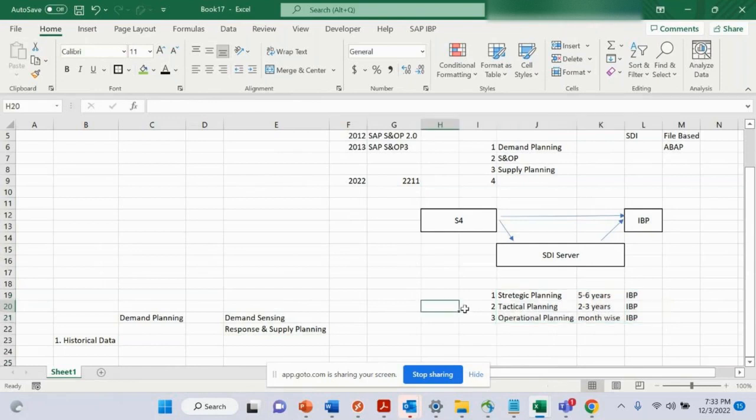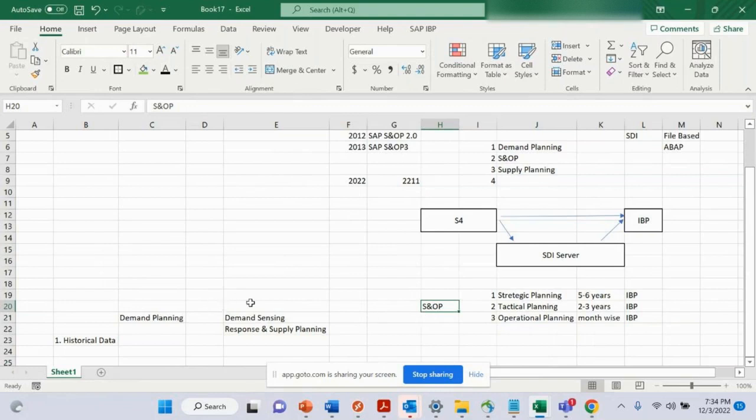SNOP fits in the second level because the SNOP module is mostly used in every business where they are establishing IBP. Whether they are currently doing the planning in Excel, they try to implement SNOP first, because SNOP is the base of every planning. It has demand planning, and supply planning as well, but with some limitations.